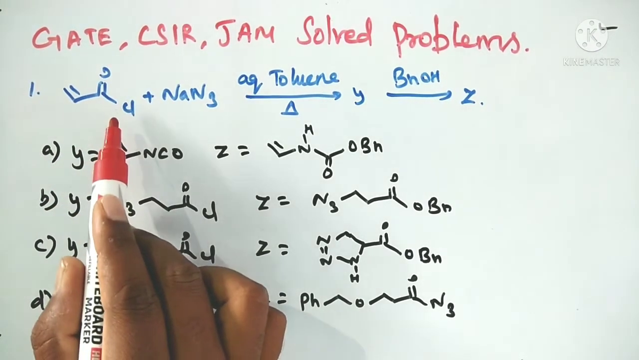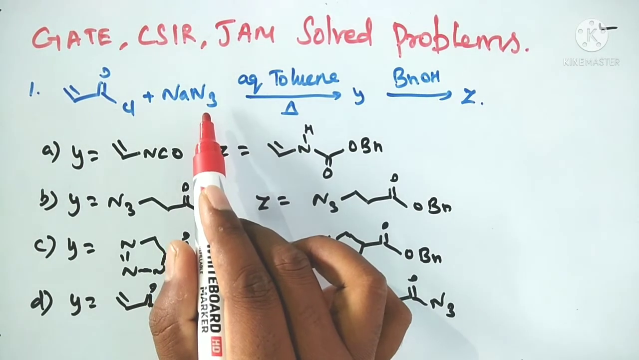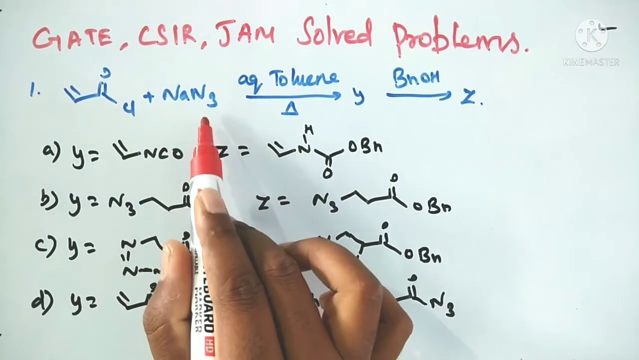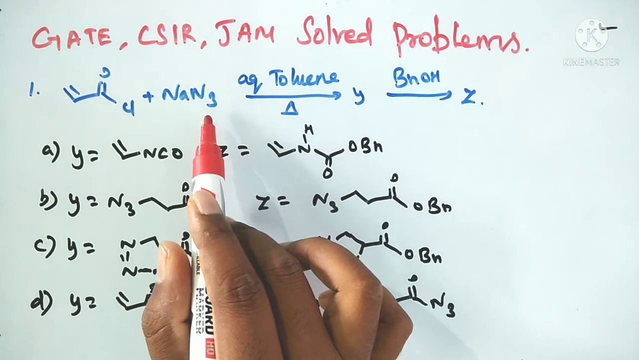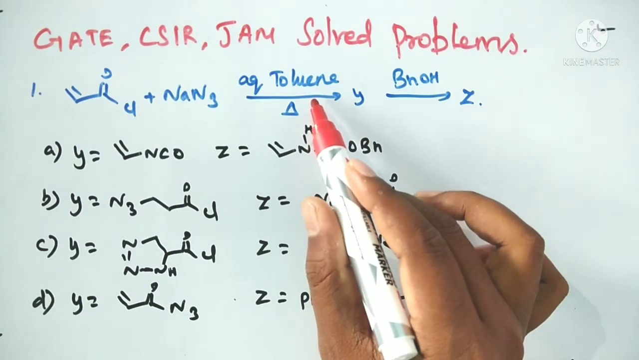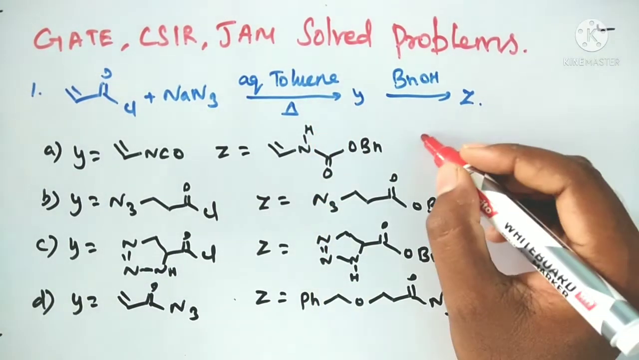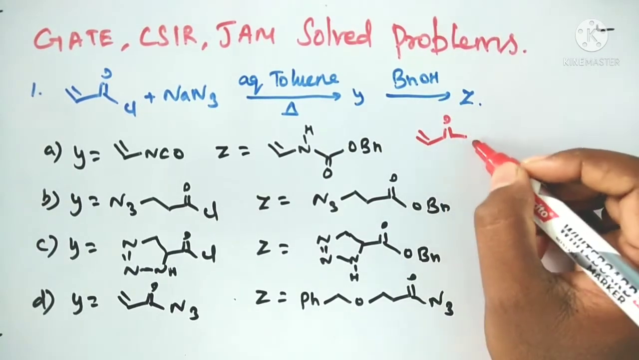The first question is acid chloride in the presence of azide. So azide means you should remember the Curtius rearrangement. Upon heating, what will you get? You will get an isocyanate, right? C double bond O bond C.